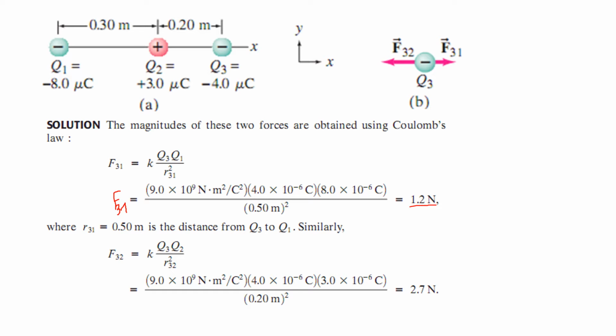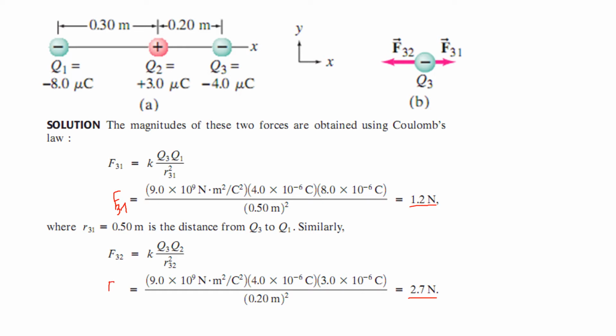Then the force on charge 3 due to charge 2 equals the Coulomb constant times the charge 3 times charge 2 divided by the square of the distance between charge 3 and charge 2. Okay, 9 times 10 to the power 9 times 4 times 10 to the power minus 6 times 3 times 10 to the power minus 6 coulomb divided by 0.2 squared, which gives a magnitude of 2.7 newtons.